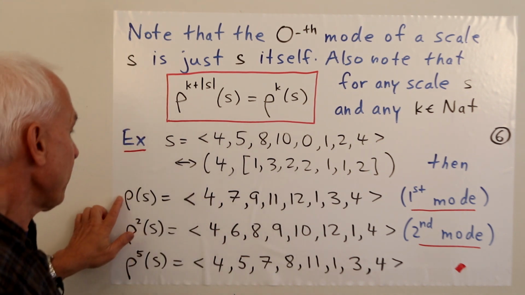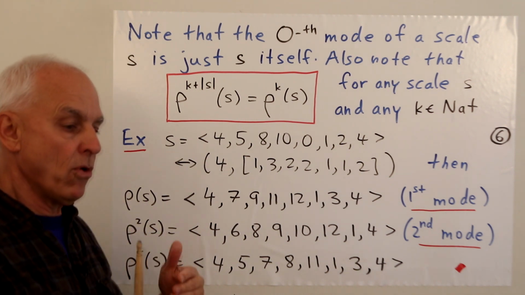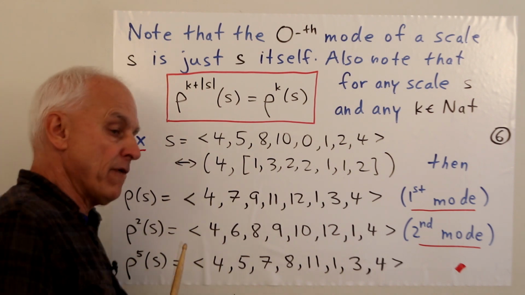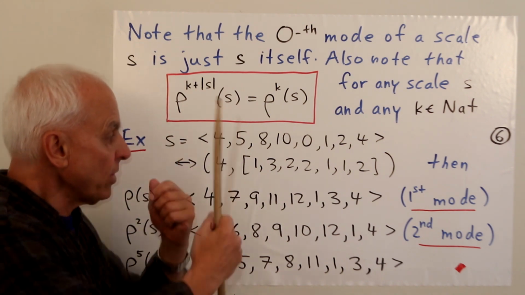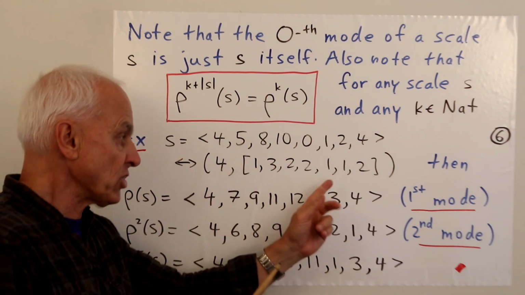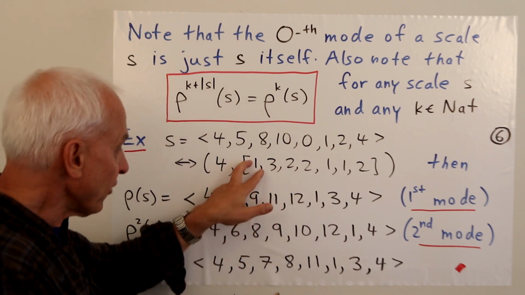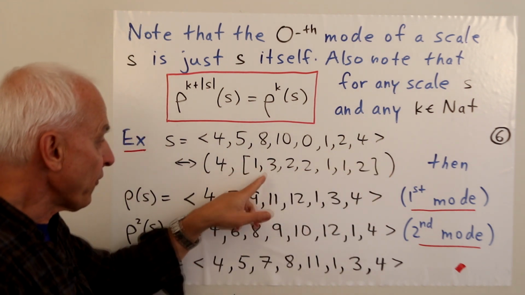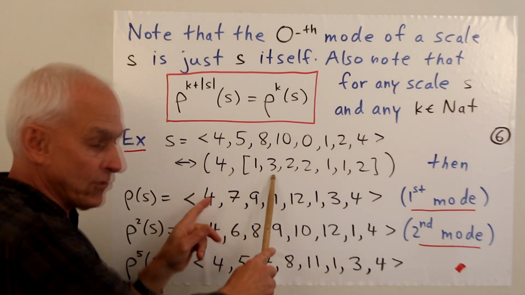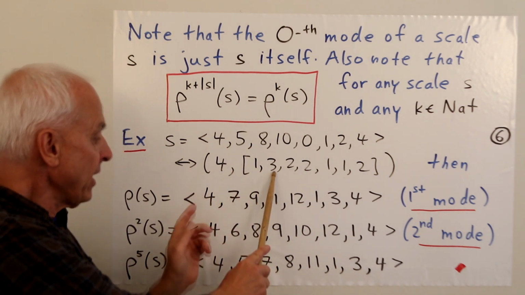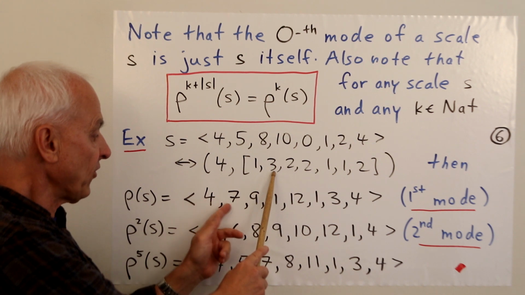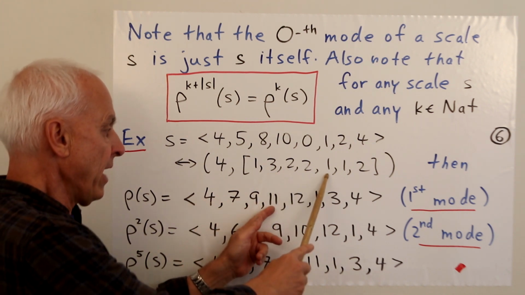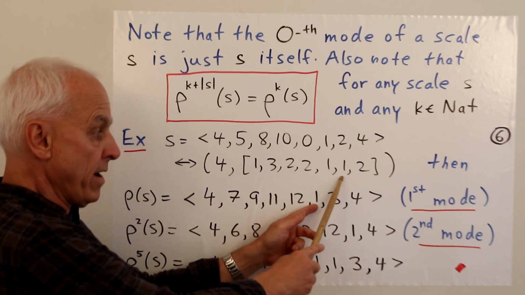The first mode is just rho of S. So what is that? Well, it's going to start on 4, and the new interval sequence is going to be the rotation of this interval sequence. That means this 1 has to move to the back and everything else moves forward. So the first interval here, reading off, is a 3. From 4 to 7, that's 3. Then we add 2 to get 9, add 2 to get 11, add 1 to get 12, add 1 to get 1.